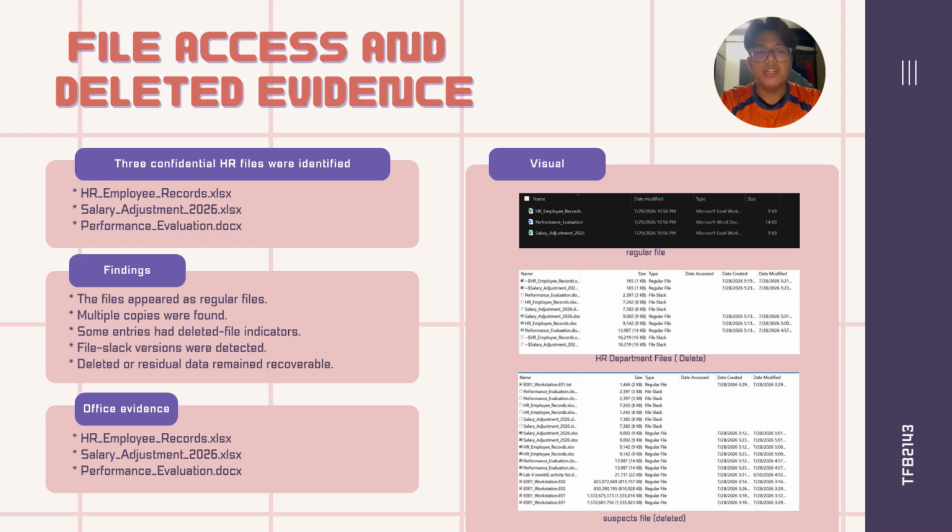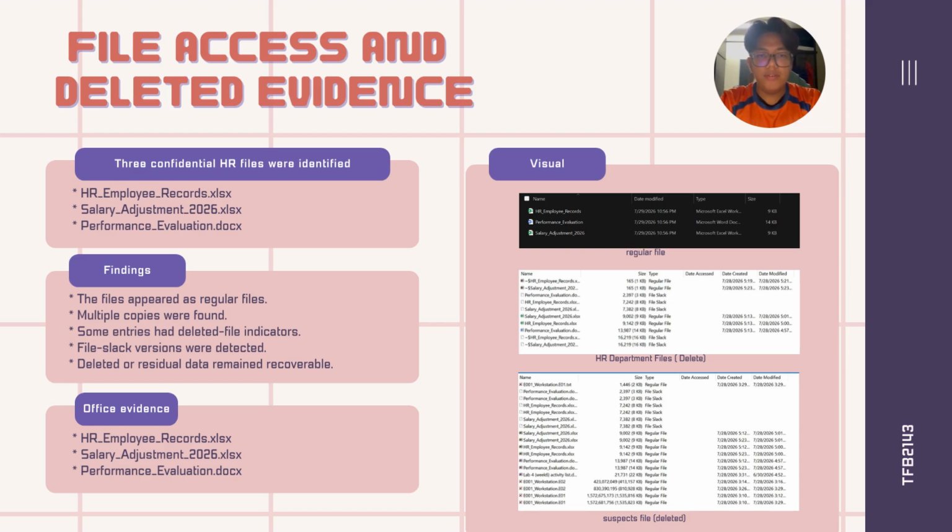During the forensic analysis using Autopsy, we identified 3 confidential HR documents involved in the incident. First, HR employee records. Second, salary adjustment. And third, performance evaluation. The analysis showed that these files appear as regular files within the forensic image. However, multiple copies of these documents were also discovered, including entries marked as deleted files.